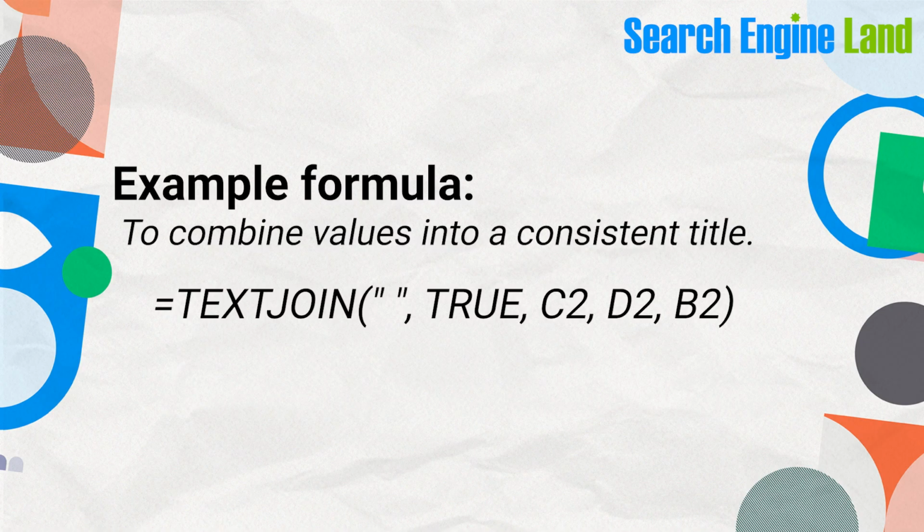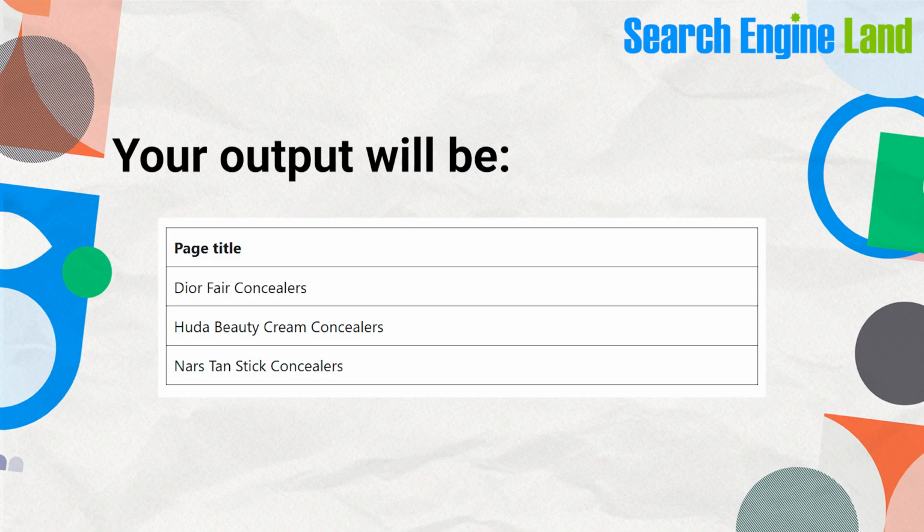Here's a formula to combine these values into a consistent title, and this will be your output. TEXTJOIN skips empty cells automatically, and you don't need to apply any extra logic.